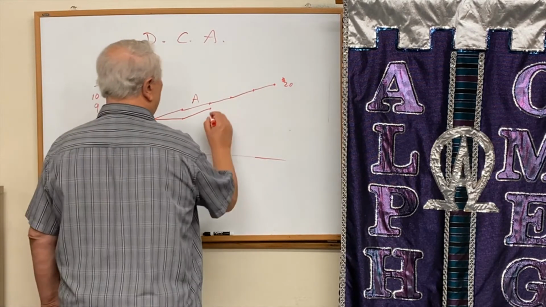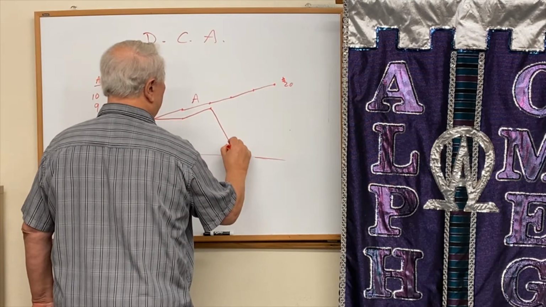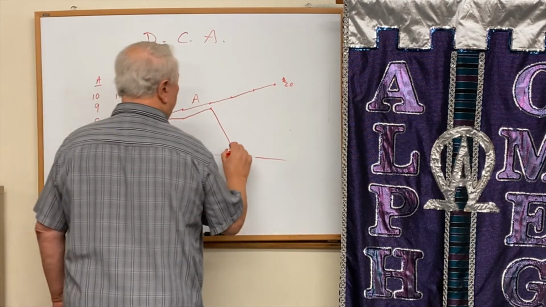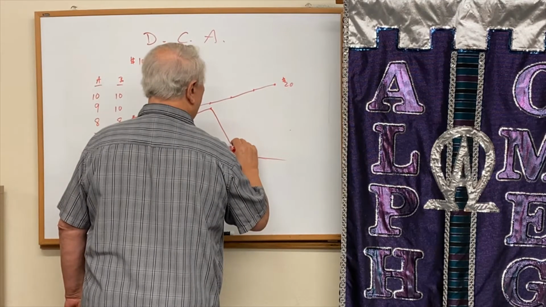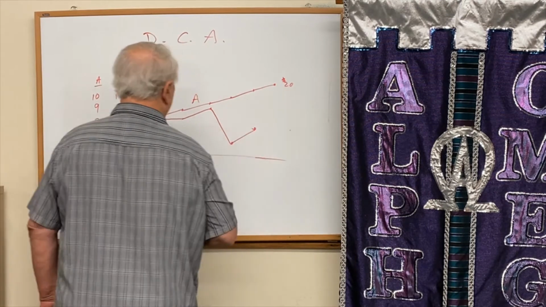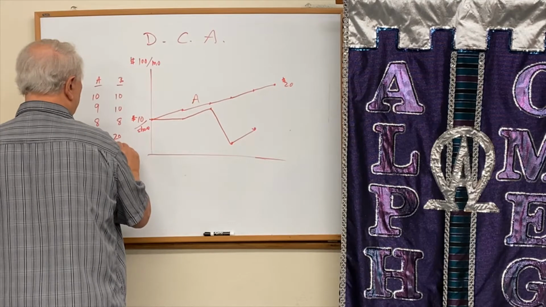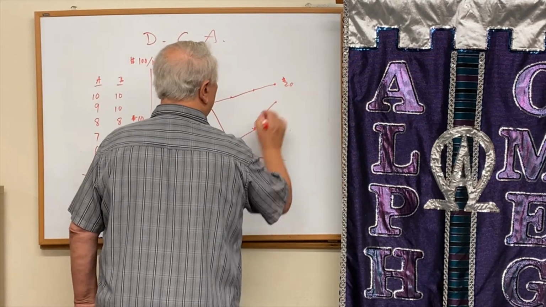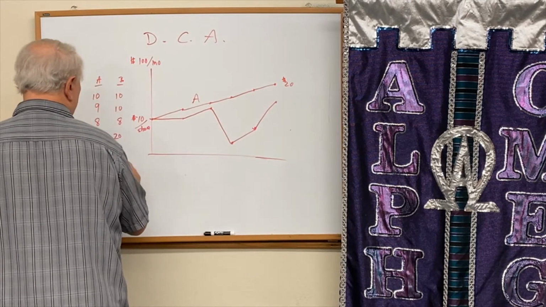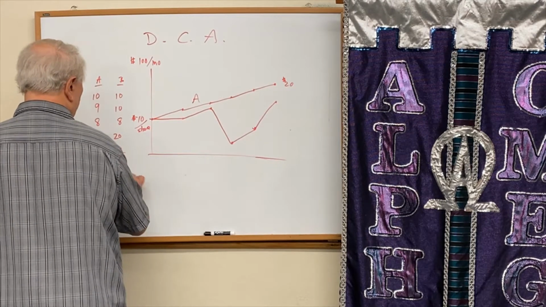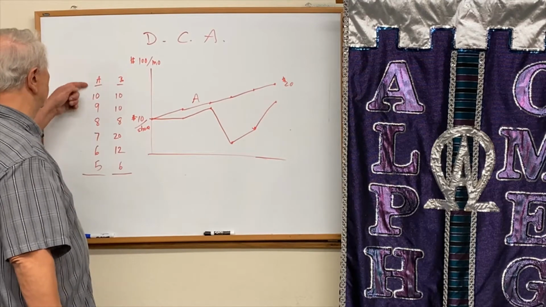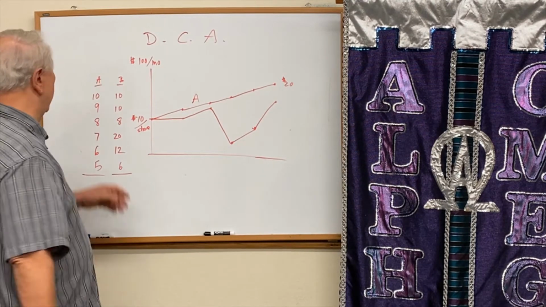The next month it goes way down to 5. So he's going to get 20 shares. And then it goes up to 8, and so he's going to get 12 shares. And then finally it ends up at 15, which means he's going to get 6 shares. Okay? Now, how many shares did the guy investing in Company A have?